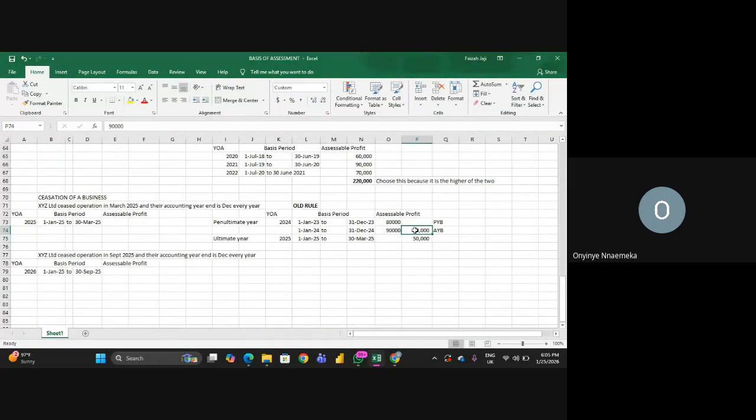For this particular profit, the ultimate year will follow actual year basis, which is profit from the beginning of the year till the date of cessation. So this will be your assessable profit.